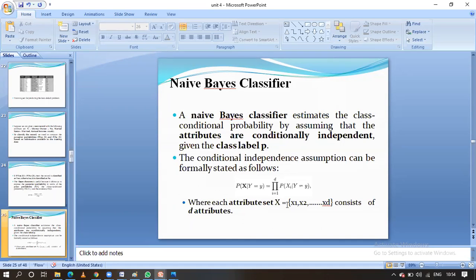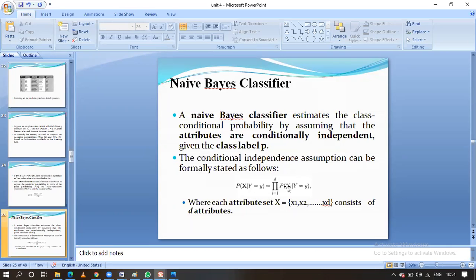Here x is an attribute set, guys, from x1 to xd. From this we can say how many attributes are there: d number of attributes are there. This formula you have to remember, guys. Here x means test attribute, and y means class variable.